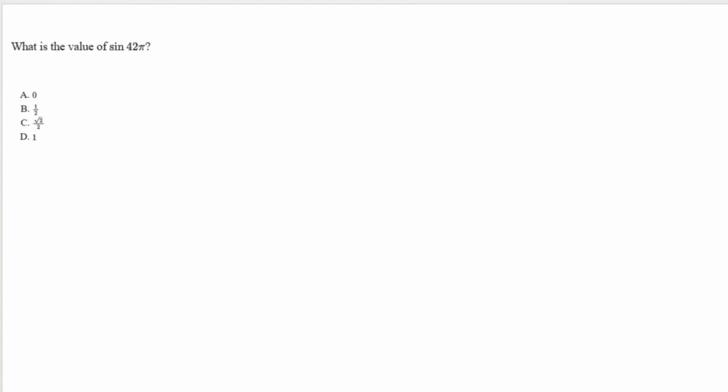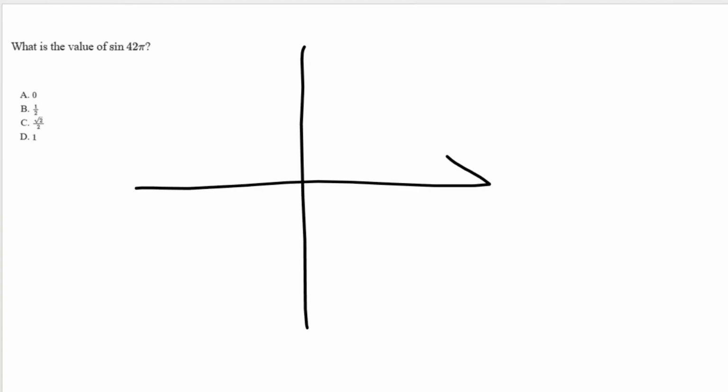Okay, what is the value of the sine of 42 pi? So you can do this 2 ways. You can plug it quickly into your calculator, or you can solve it by hand. You can actually solve it faster by hand if you just know basic formulas. I'll go ahead and solve it for you both ways. If you solve it by hand, you know this is a problem regarding radians, because instead of having degrees next to the sine, you have pi, which means it's radians.